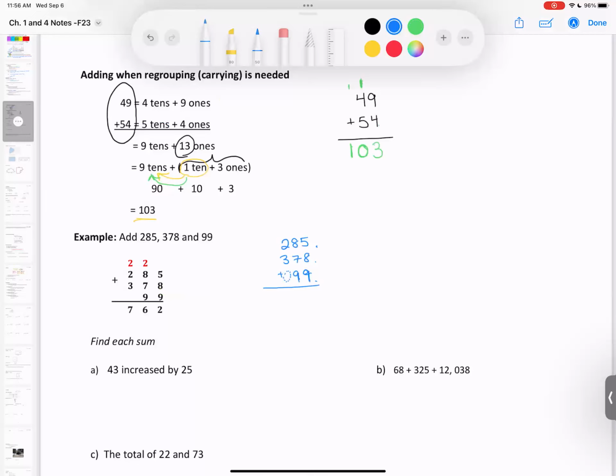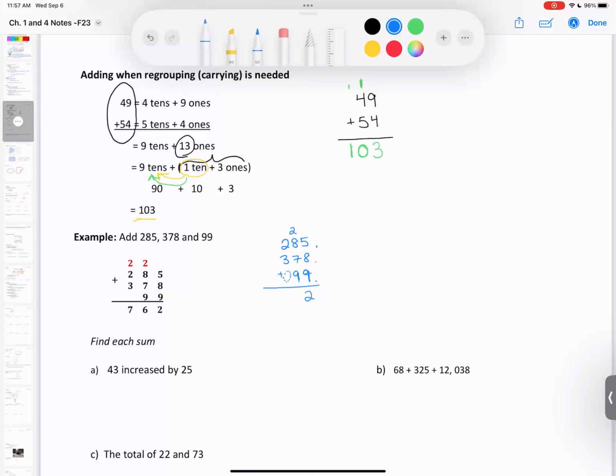5 plus 8 gives me 13, plus another 9. Well, 13 plus 10 would be 23, so 13 plus 9 would be 22. So that's going to give me a 2. I'm going to carry the 2 up here. That 20 now goes up there to be represented as a 2.